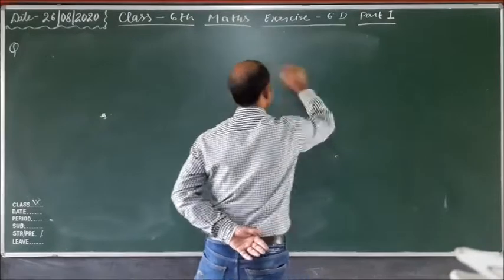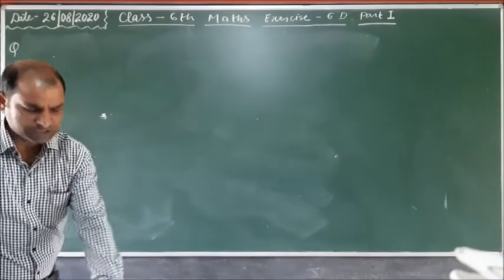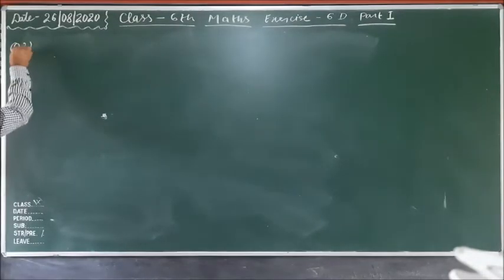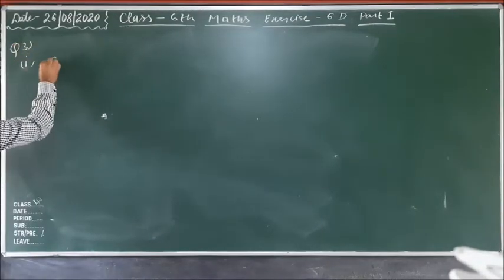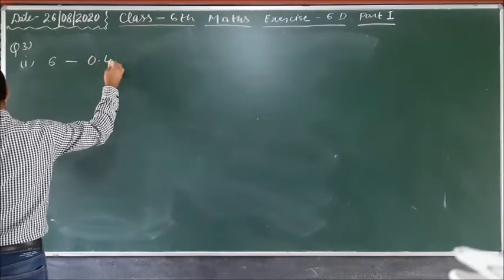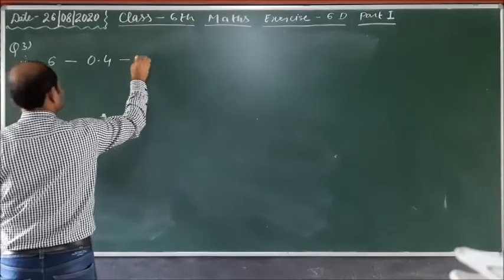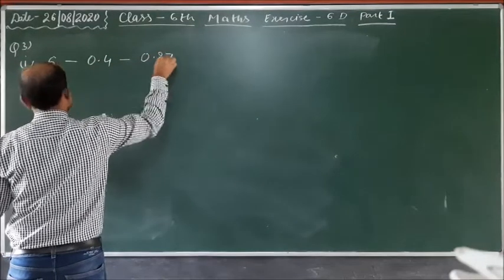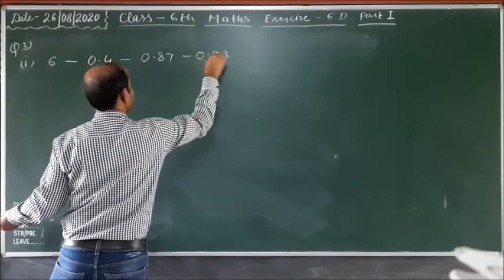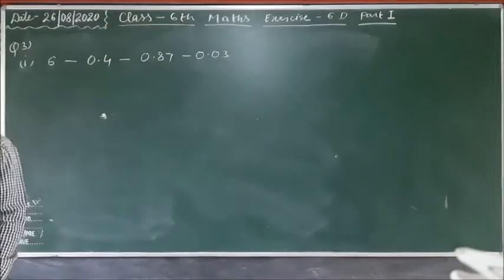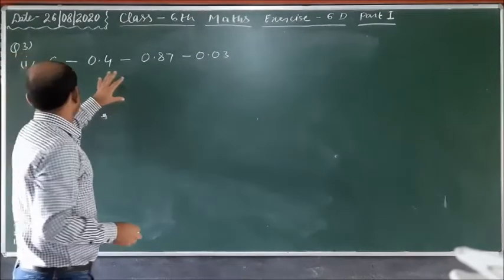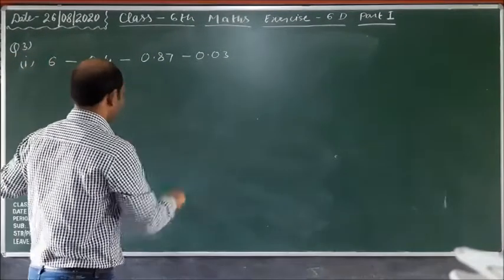Question number 3 is simplify. Very simple question. So question number 3, the first question is 6 minus 0.4 minus 0.87 minus 0.03. So you can solve this simplify, you can write it this way also.